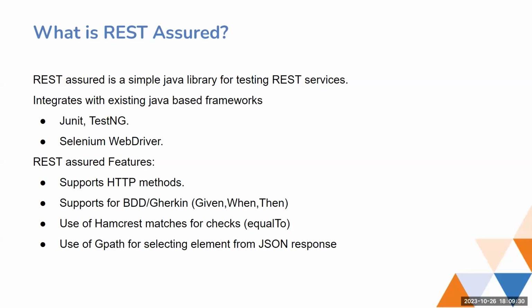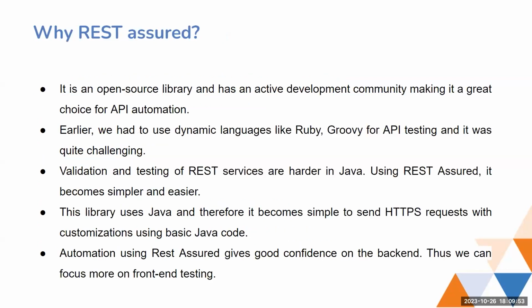And then it uses Hamcrest matchers for checks. So it basically helps in the assertion, to check or validate the response which we get. And then GPath for selecting elements from the JSON response. Since the response body is very long, we can select on which parameter we want to perform assertion using JSON path or GPath.